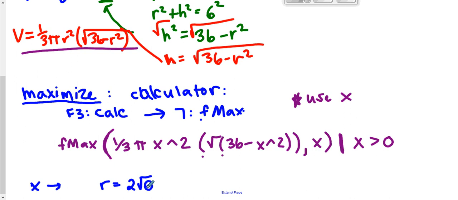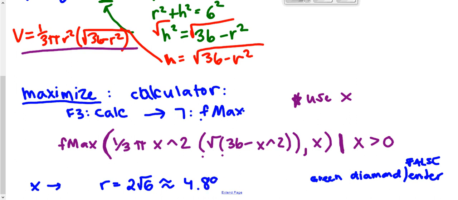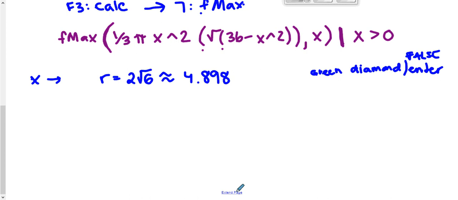For some reason, when you hit green diamond and enter, it's going to say the word false. I don't know why that is, but if you want a decimal answer, just clear off your screen and then do 2 times the square root of 6 and green diamond enter. Then you will get your decimal, which in this case is about 4.898. So that's our radius.